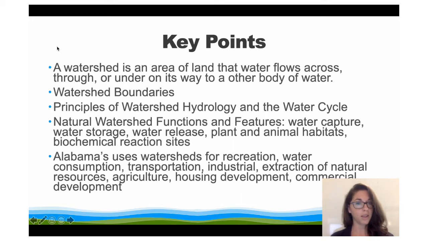We've covered the water cycle and hydrology, as well as those watershed functions and features. And we've discussed how Alabama uses its watersheds for human purposes, like industrial use, drinking water, transportation, but that those watersheds also provide a number of uses for us in terms of maintaining healthy and well-functioning water resources.